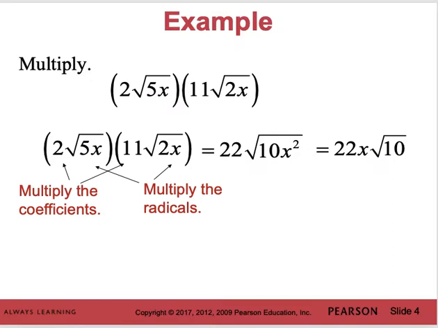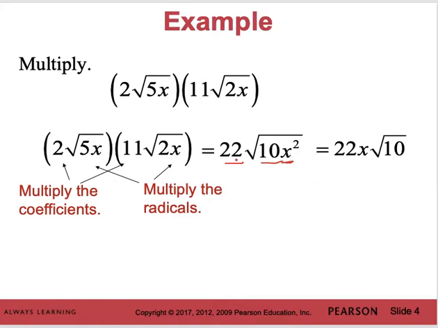So if we're asked to multiply two separate values and we have radicands, then what we can do is multiply the coefficients, or the numbers in front of our radical sign. In this case, it's 2 times 11, which gives us 22. And then we can multiply the radicals. So 5x times 2x, well, 5 times 2 is 10, and x times x would give us x squared.